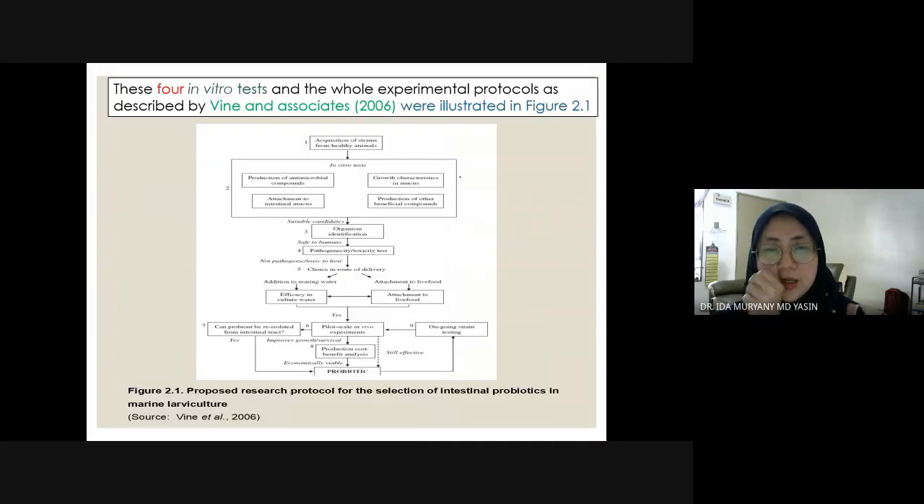Okay, ini contoh juga kalau you nak buat dalam flow chart boleh, tapi you kena explain dalam paragraph. Contoh these 4 in vitro test and the whole experimental protocol as described by Vine et al 2006 and illustrated in figure 2.1. Dalam paragraph you boleh explain, then you boleh simplify as flow chart macam ni, method dia.